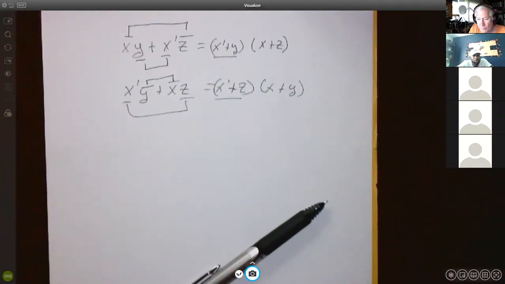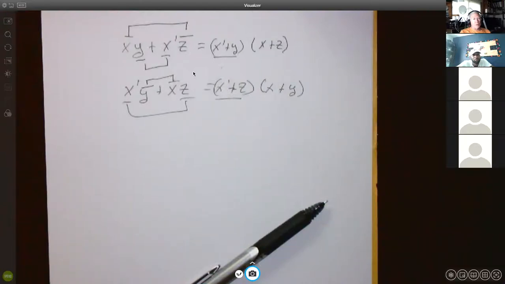Okay. So the underlines just tell you what to be ANDed. It's just one way of trying to keep it organized so you don't wind up with X prime Z up here and XY here. That's all. You don't have to use the lines. If it confuses you, just skip them. But the idea is this X prime goes with this Y. This X goes with this Z. So then that makes it X prime plus Y quantity times X plus Z. That's all.